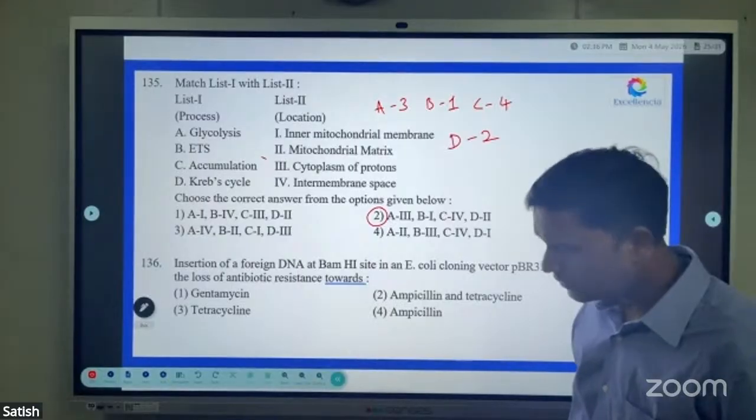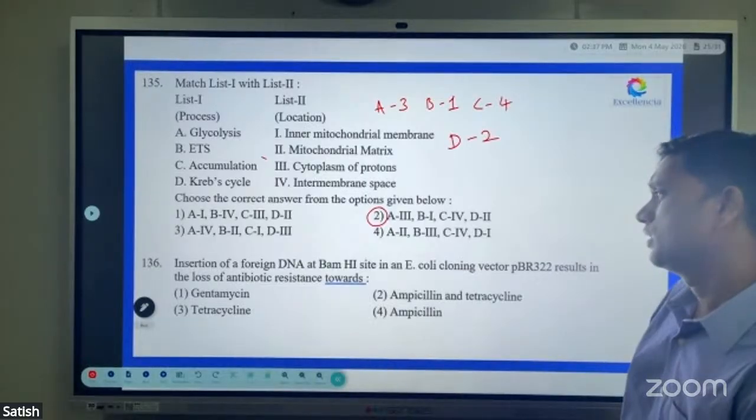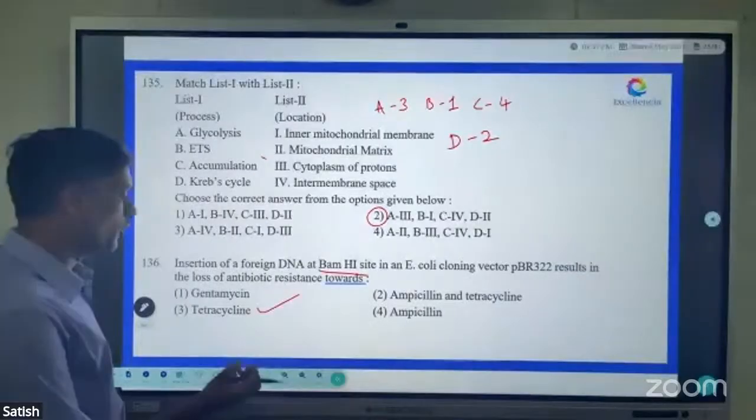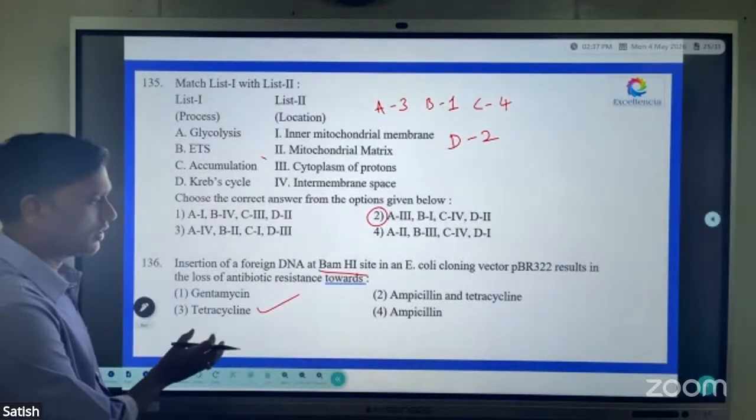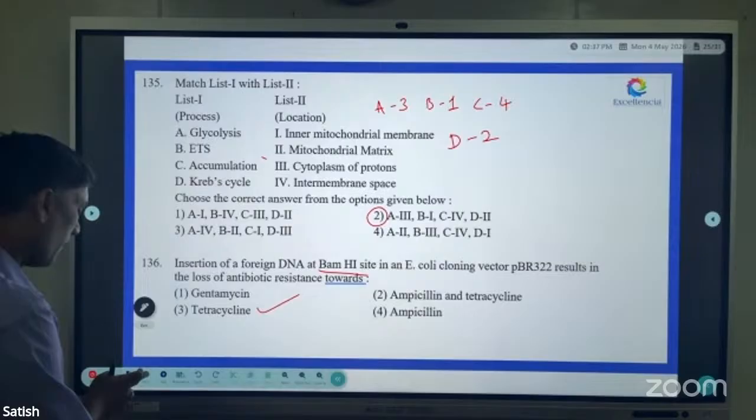The next one, 136. It's related to the selection of recombinants and elimination of non-recombinants by technology principles. So insertion of a foreign DNA at BamHI site in an E. coli cloning vector, pBR322 results in the loss of antibiotic resistance towards tetracycline. It is a recombinant molecule. Generally, that vector can lose resistance towards the tetracycline gene. So the answer for 136 is third option is the right answer. It loses tetracycline.